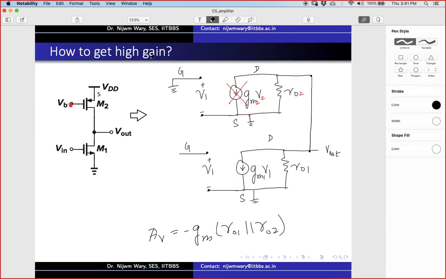But this is the gain of this amplifier. Of course my question is how to get high gain, but this is not exactly high gain. This technique was used to get high gain for technology older than 180 nanometer, because it is possible if RO is very high, maybe 40k, 50k, to get high gain with this technique. But it is no more valid when we are discussing technology which has a very small RO.